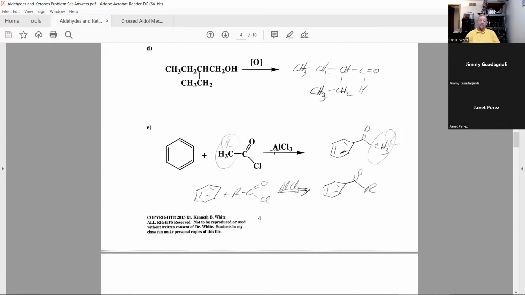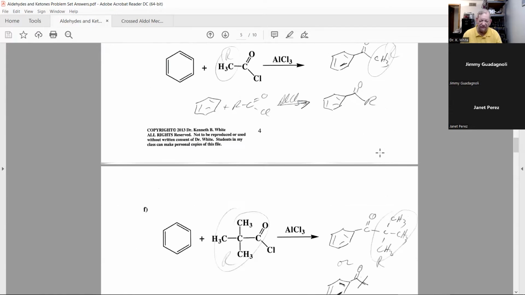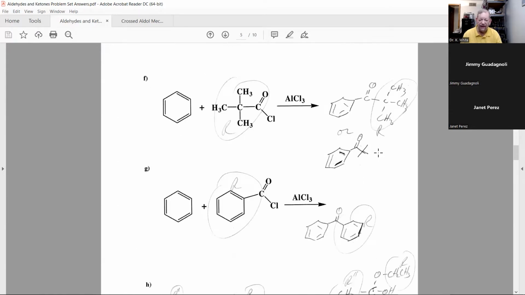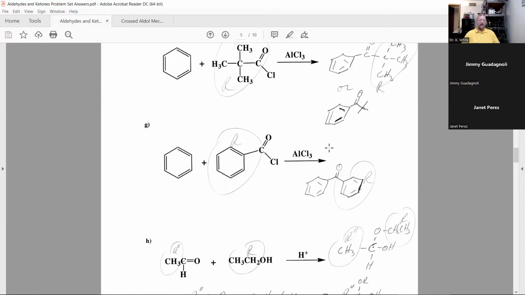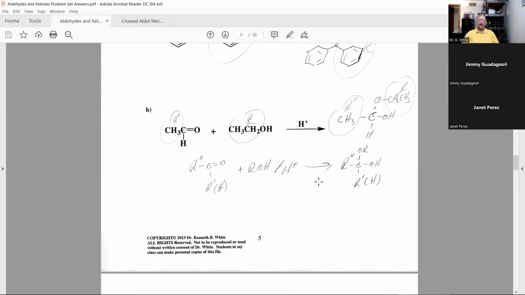Acid chloride, aluminum trichloride, Friedel-Crafts acylation, and you make an aromatic ketone. And here's the structure, what's R, methyl, and that's what you get. And if we have a more complex R, like a benzene ring, you make this molecule. All right. Now let's go to the next couple of reactions.